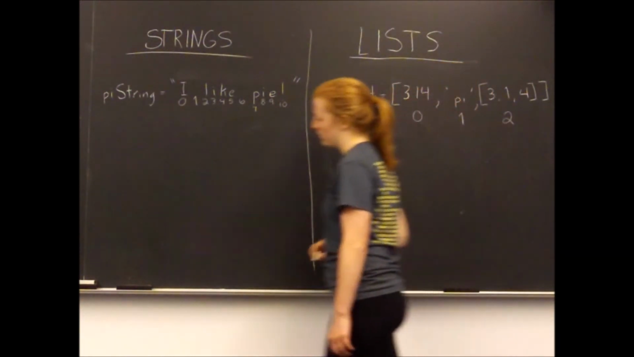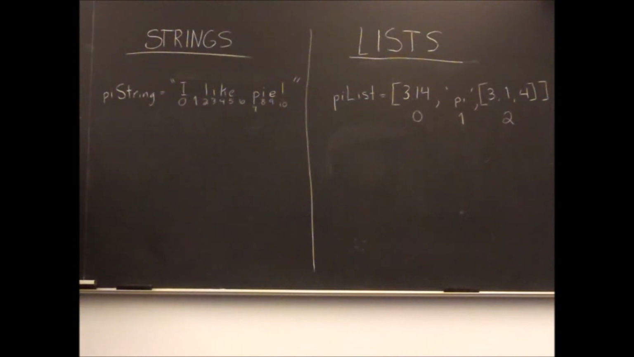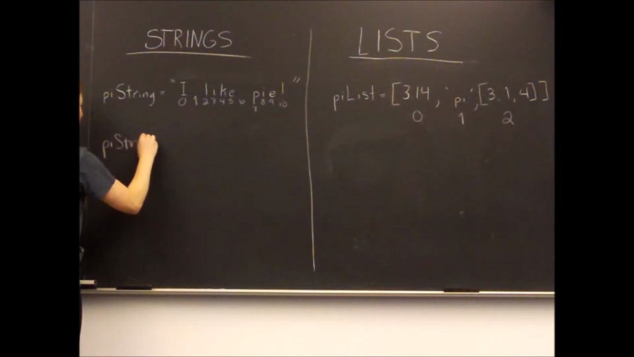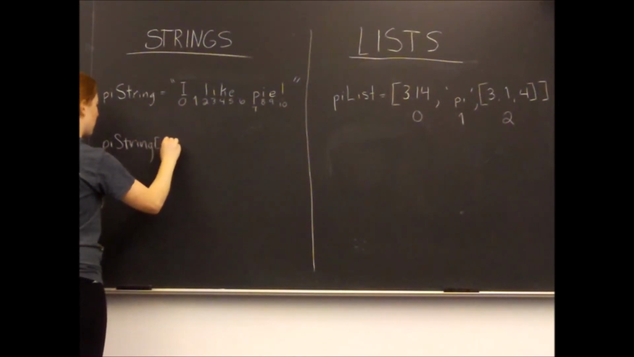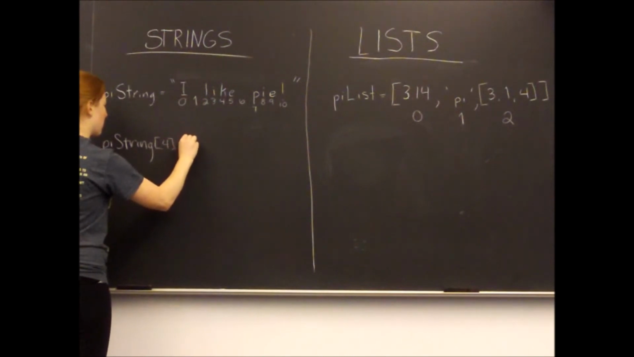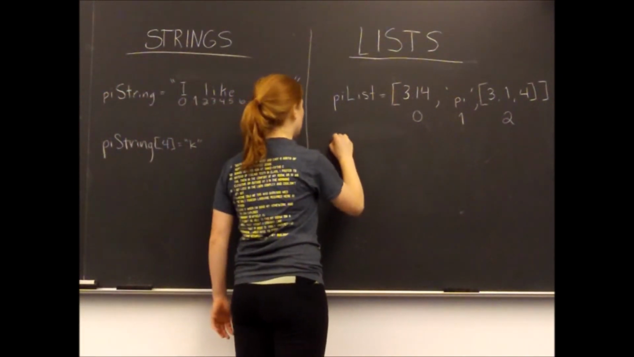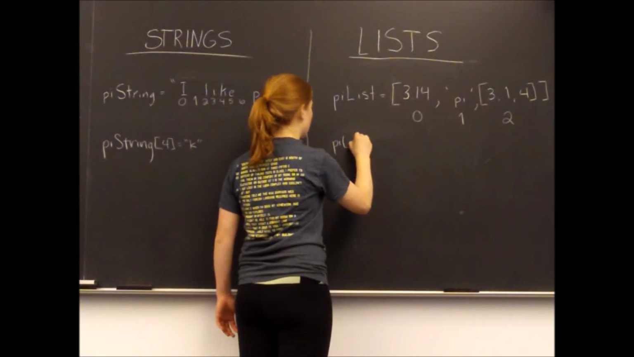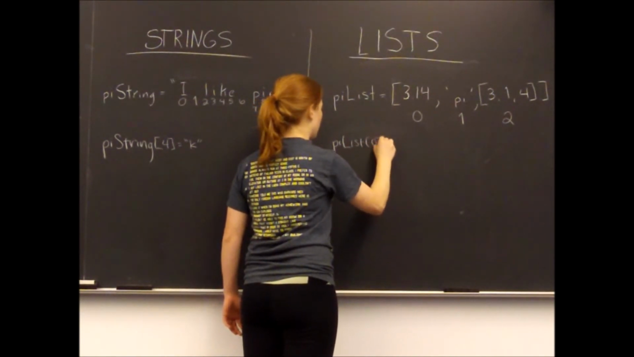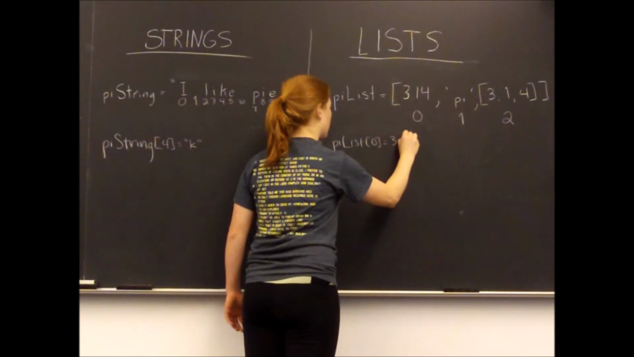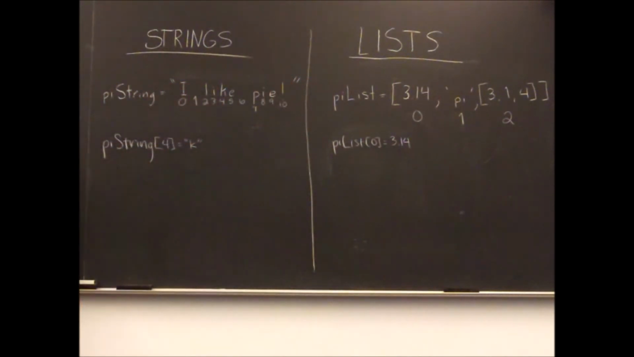Now, to access an item in a list or string, we call it by index. Let's say we want the letter K from PyString. Since K is at index 4, we call PyString of 4, where the 4 is in square brackets. This will return a string with one character, K. And if we want 3.14 from our list, we'll call PyList of 0. This will return 3.14, not inside of a list. Let's look at it again in IDLE.